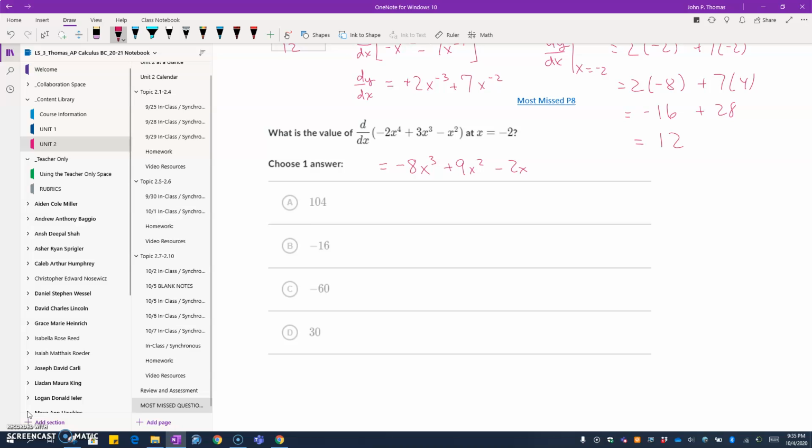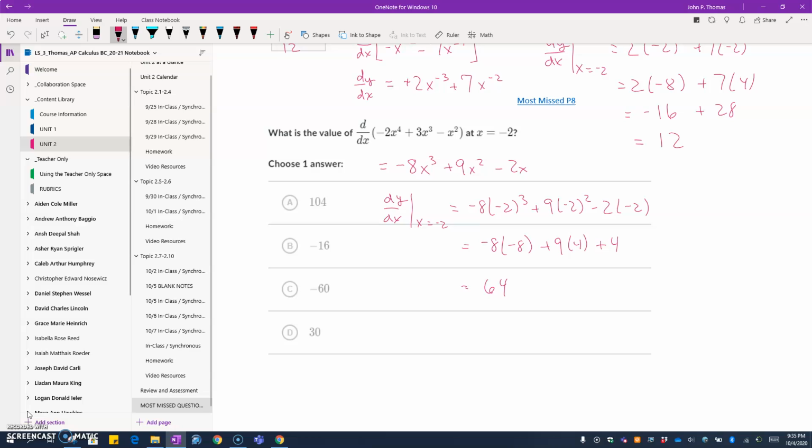All right, now we need to evaluate it specifically at negative 2, so that we're finding dy/dx when x equals negative 2. So I've got negative 8 times negative 2 cubed plus 9 times negative 2 squared minus 2 times negative 2. All right, so that's going to be a negative 8 times a negative 8 plus 9 times 4 plus 4. All right, 8 times 8 is 64.